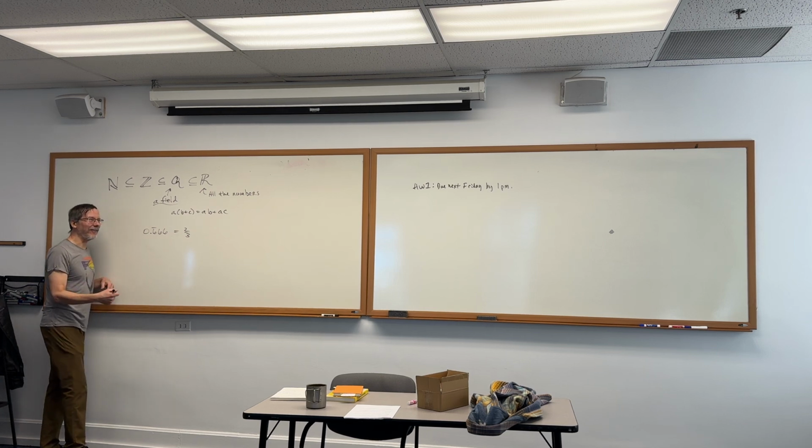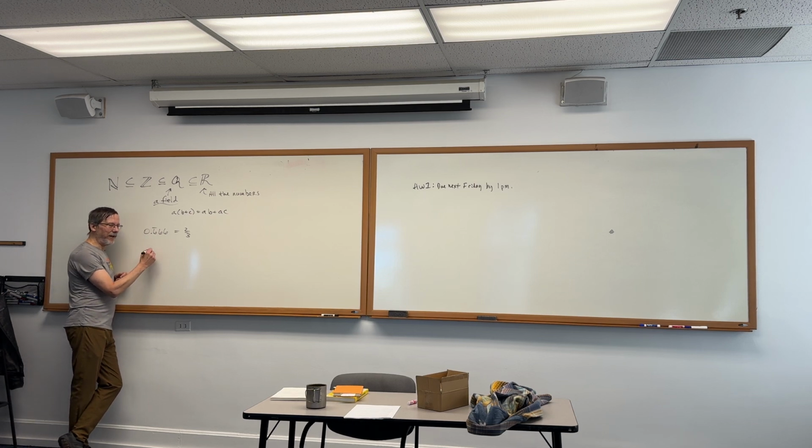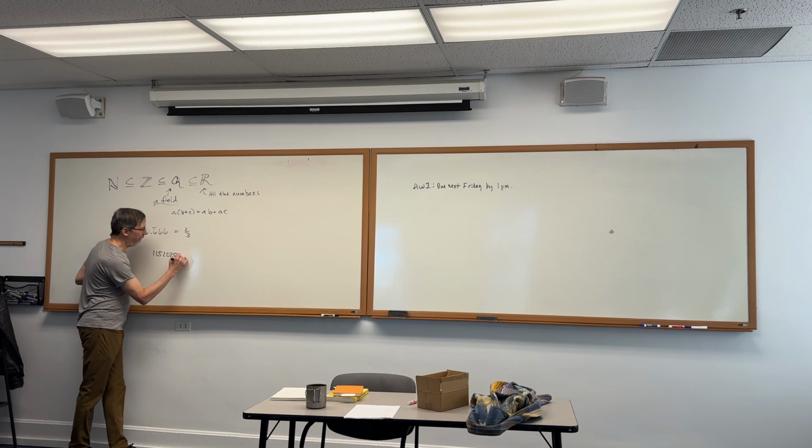So let's see, what is the date? What is today? It's 1/15/2025. So let's make that a repeating decimal. Let's make it 11.52025.